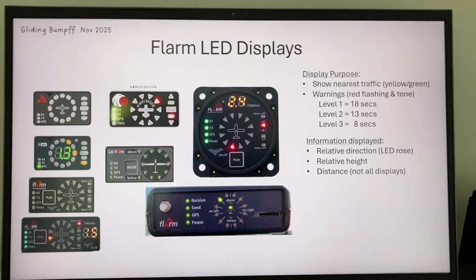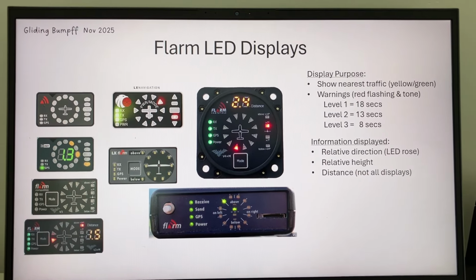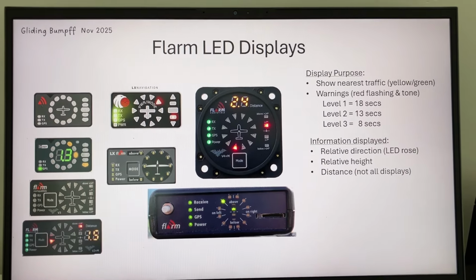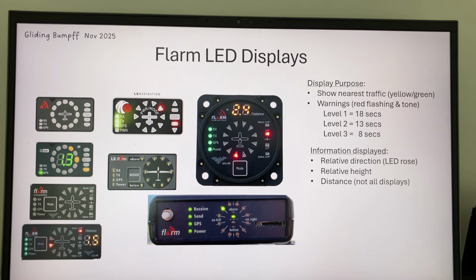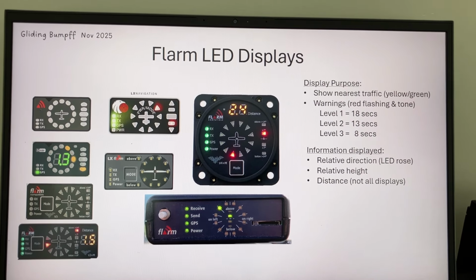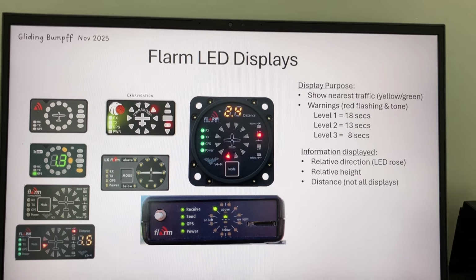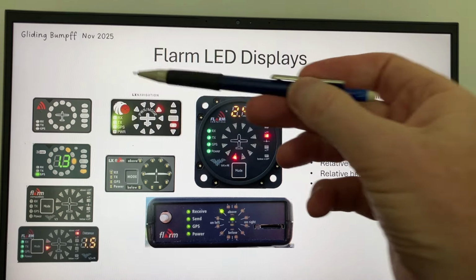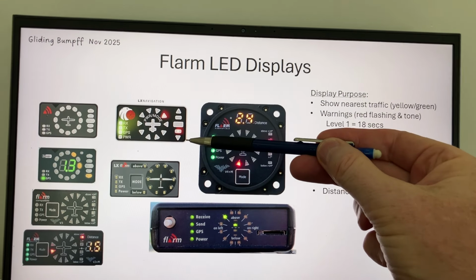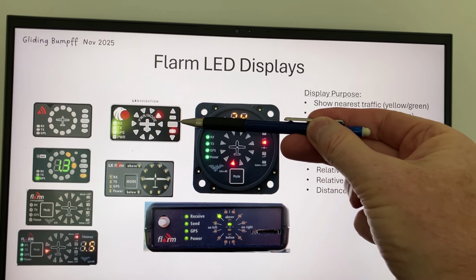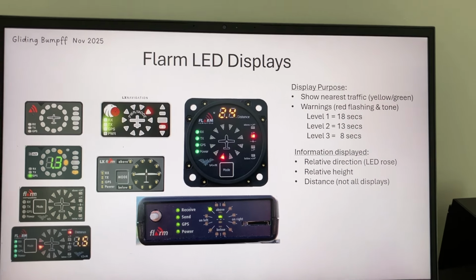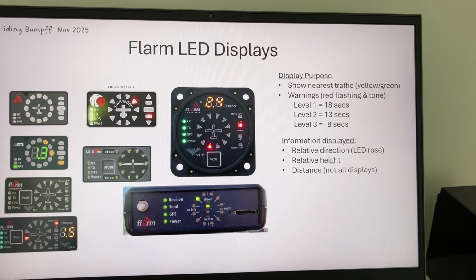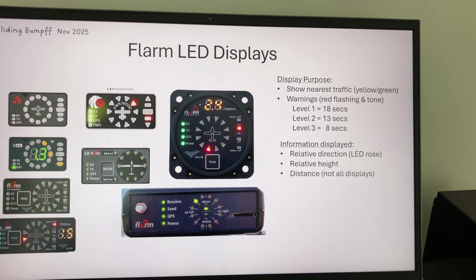So the information displayed is the relative direction, and that's done using the LED rows, either 12 or 8 LEDs in a circle. The relative height, and that's displayed usually in some sort of scale, such as here, where this is the traffic at our level, this is above, and this is below. And some of the displays also display distance.